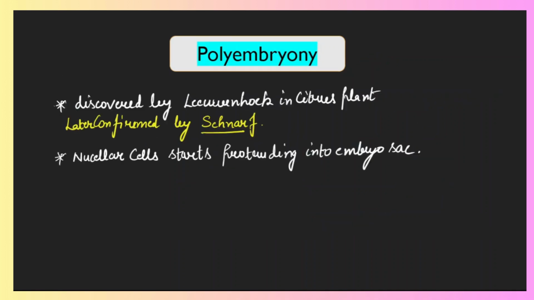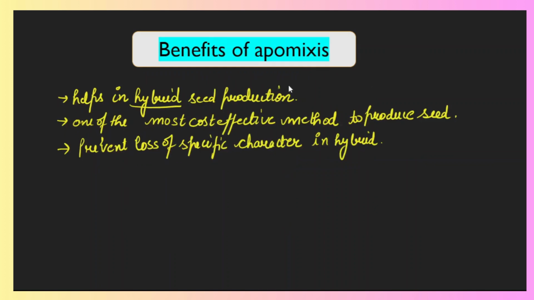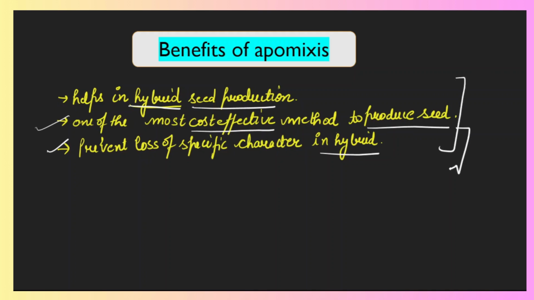So if we see the benefits of apomixis, there are different advantages. The first one is that it helps in hybrid seed production. The second one is that it is one of the most cost effective methods to prevent the seeds. The third benefit is that it prevents the loss of specific characters in a hybrid. So understand it carefully. These are all the benefits of apomixis, and how the apomixis process helps in hybrid seed production. So we know what a hybrid is.